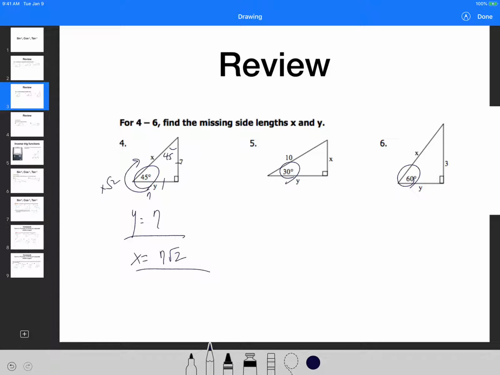The next one here, we have another 30, 60, 90 degree triangle. The hypotenuse is given as 10, so x, the opposite side to 30 degrees, will be the smallest side, half of it, which is 5, and y should be 5 root 3.